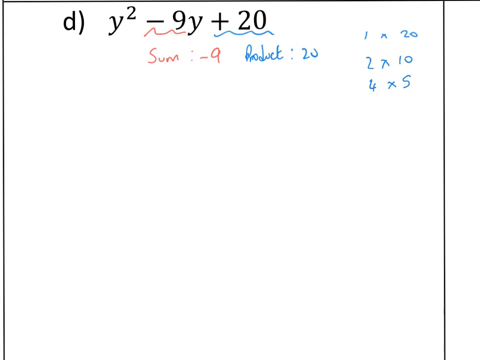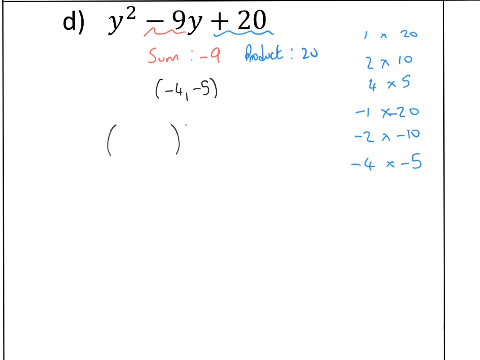Now we're close, we've got a sum of minus 9. So what we have is we haven't actually included all the things that multiply together to give 20. Because remember, two negatives multiply together to give a positive. So what we also can have is minus 1 and minus 20, minus 2 and minus 10, and minus 4 and minus 5. And now to get the sum of minus 9 and the product of 20, we use the last combination. So our two numbers are minus 4 and minus 5.